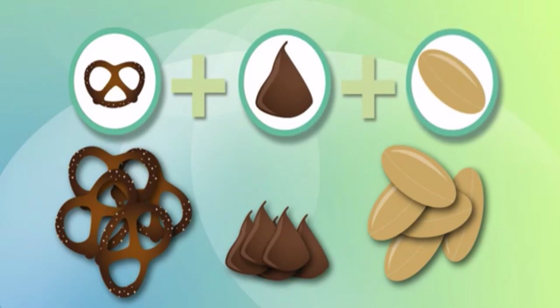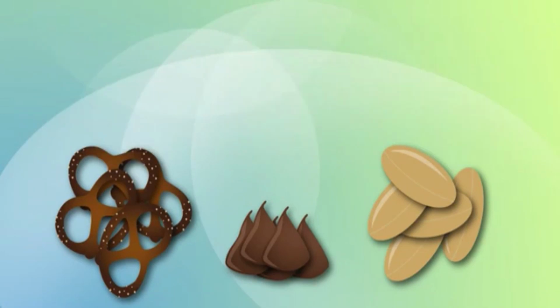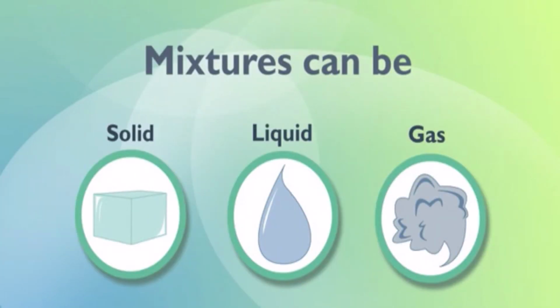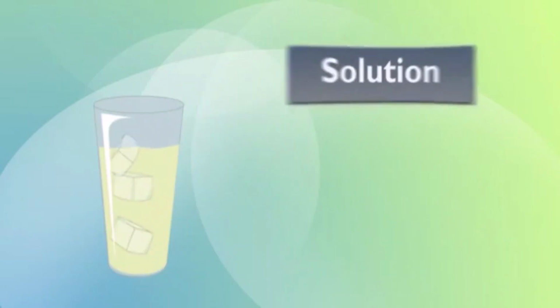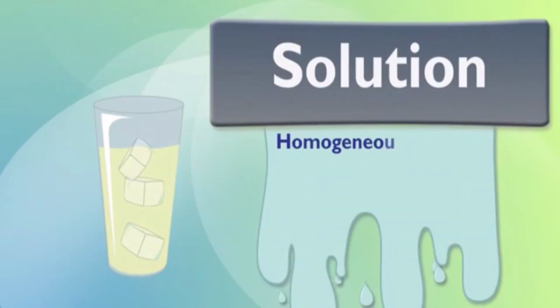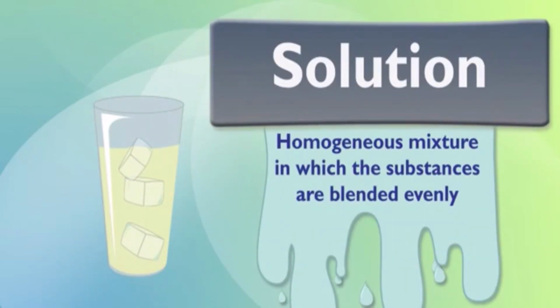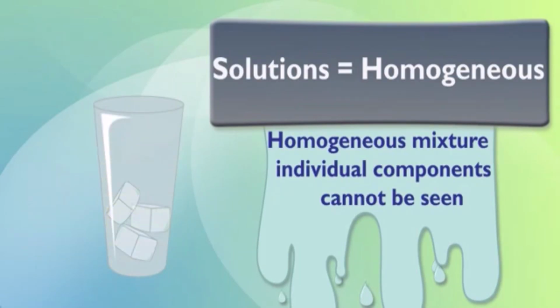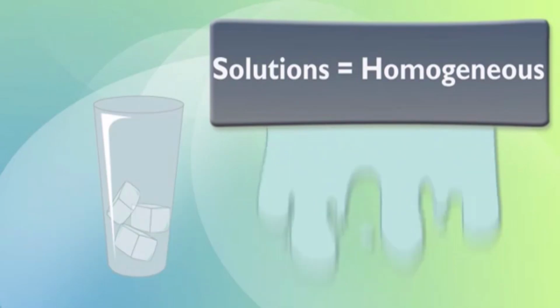I see. Now, just so you know, a mixture doesn't have to be just a solid. It can be a liquid or a gas, too. This lemonade is a mixture known as a solution. A solution's parts are blended evenly. Is that the kind of mixture where you can't see the parts? Yeah, a solution like lemonade is homogeneous. You can't see the sugar, lemon juice, and water that have been mixed together to make it.